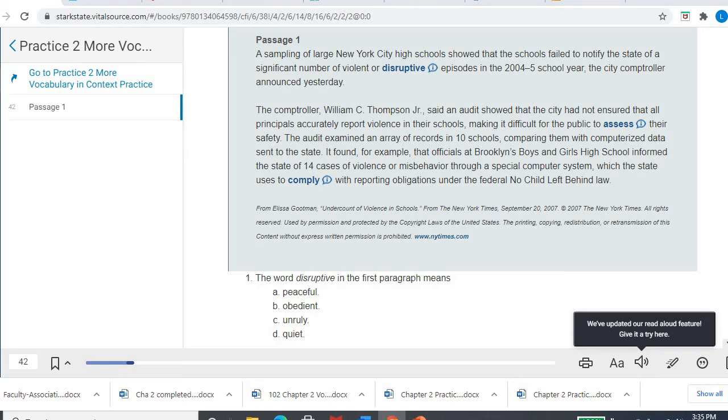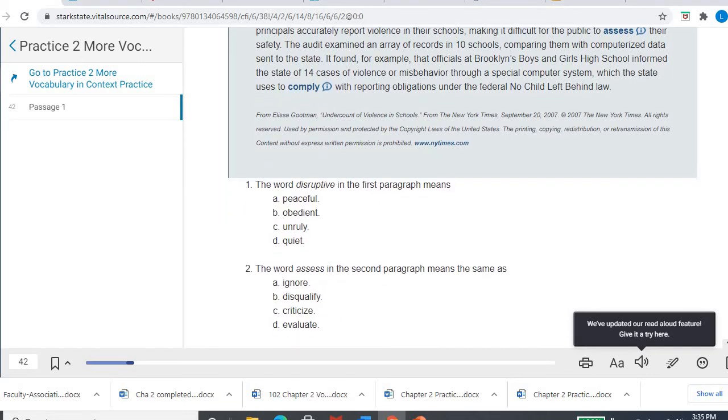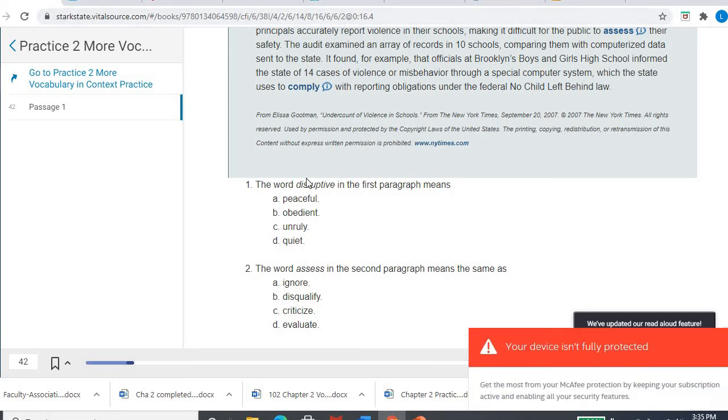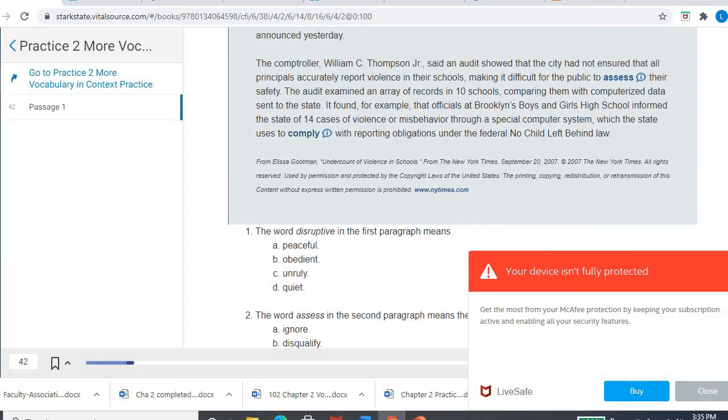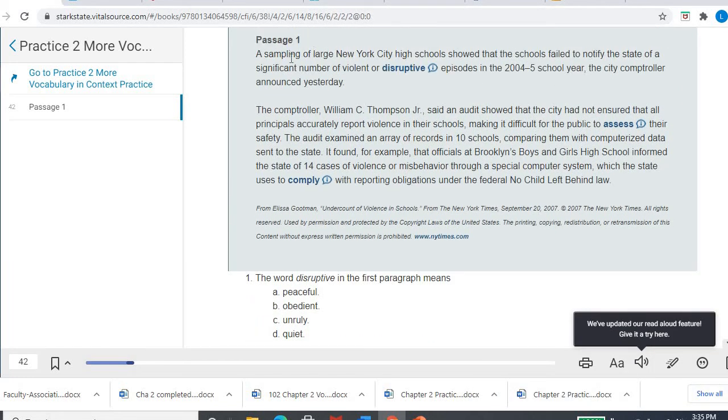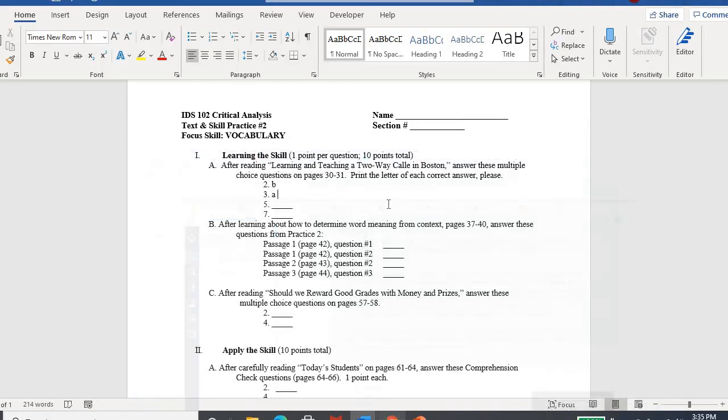All right, hopefully you've paused and read. And we're going to look at questions 1 and 2 as they relate to this particular one. So it says the word disruptive in the first paragraph means. So if I look at the first paragraph, it says there is a significant number of violent or disruptive episodes. So if I'm thinking, okay, these are violent, that doesn't sound very peaceful. That probably means unruly. So if I'm back at my sheet here, I'm going to type in unruly.